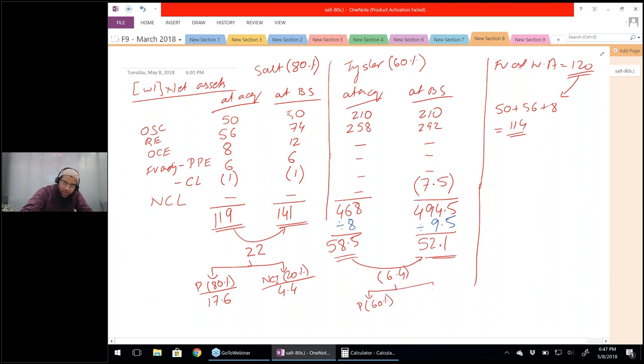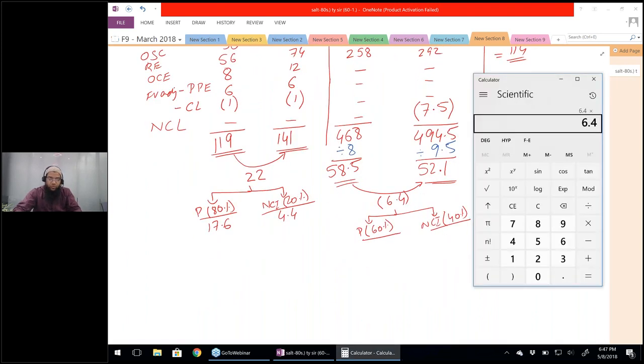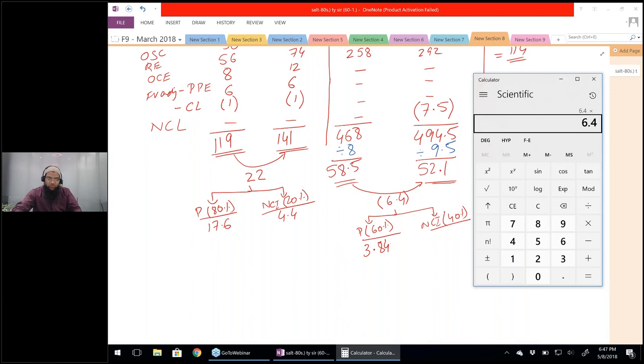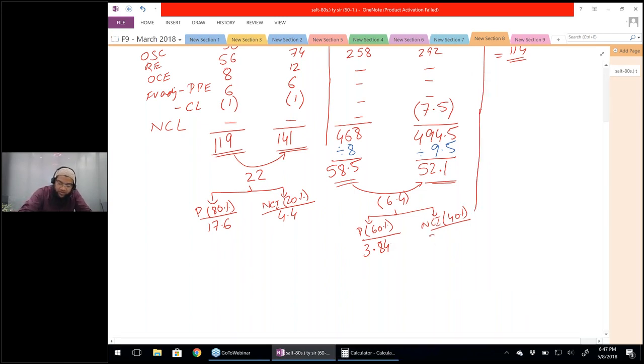share. And NCI has a 40% share. So 6.4 into 60% is going to be 3.84. And 6.4 into 40% is going to be 2.56. So these are the values that we have actually calculated.